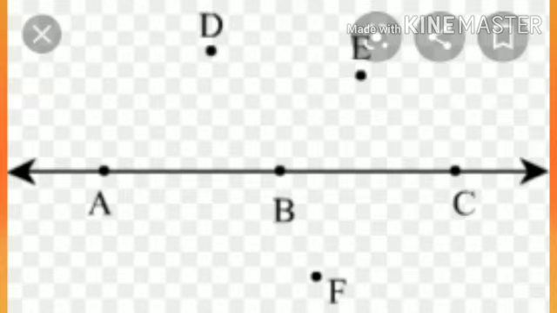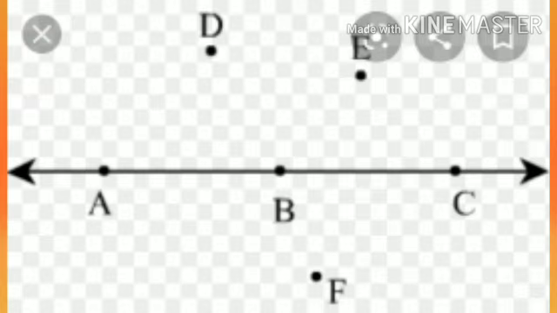Now here you can see one more example. Points A, B, C lie on one line. So A, B, C are the collinear points. And points D, E, F don't lie on one line. That means it is not possible to draw one line passing through these points. So they are the non-collinear points. So here A, B, C are the collinear points and D, E, F are the non-collinear points.